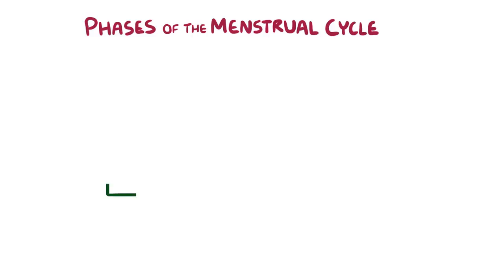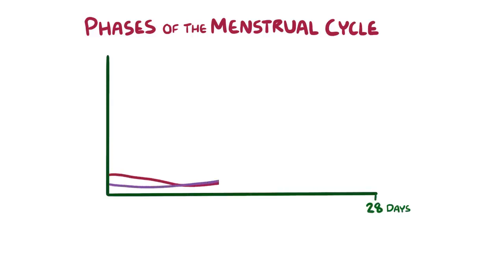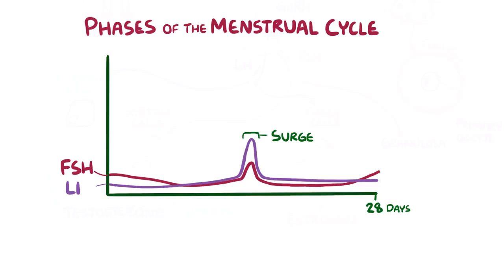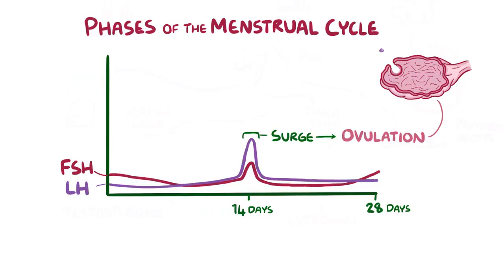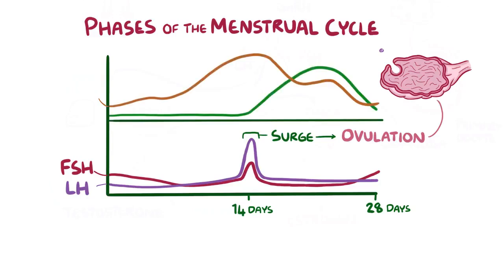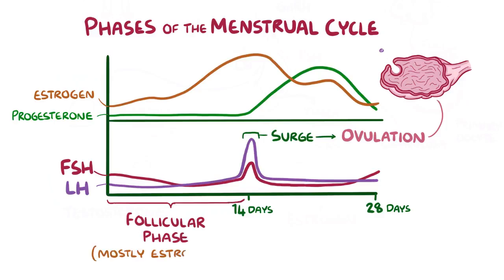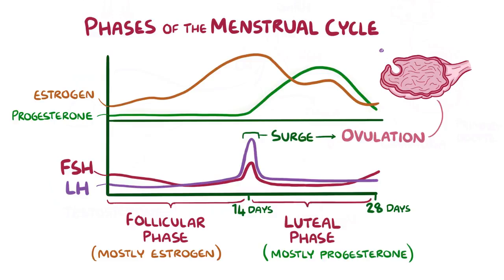Now, how much of these hormones is secreted is directly related to the phases of the female menstrual cycle. The menstrual cycle lasts 28 days on average, and it's centered around a surge of FSH and LH which happens on day 14, and that's what makes ovulation possible. The variations in FSH and LH levels result in fluctuating levels of estrogen and progesterone, and they vary according to the phases of the menstrual cycle. The 2 weeks before ovulation are called the follicular phase, and in this time it's mostly estrogen that's produced. And then the 2 weeks after ovulation are called the luteal phase, and in this time it's progesterone which is the dominant hormone.